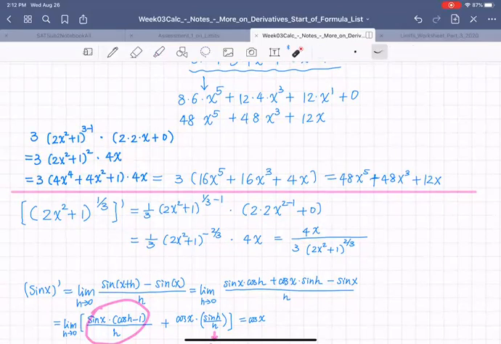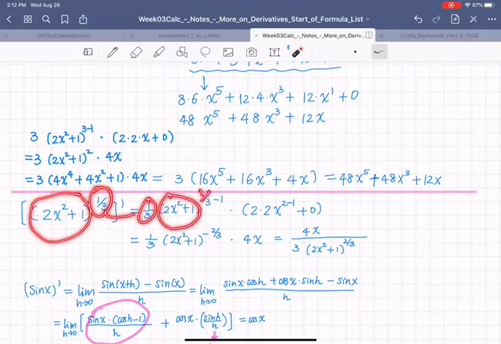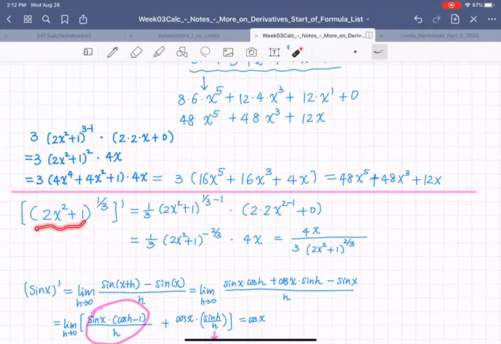You probably notice that the outer layer is this guy. So you pull out 1/3, and then you copy down this whole package to the power of 1/3 minus 1. But you cannot stop here because your inner one is also another function. So you have to take care of this guy's derivative. 2x squared derivative is 2 times 2 times x to the power 2 minus 1. And the 1 derivative is constant 0.